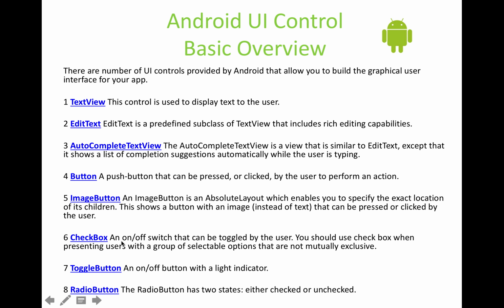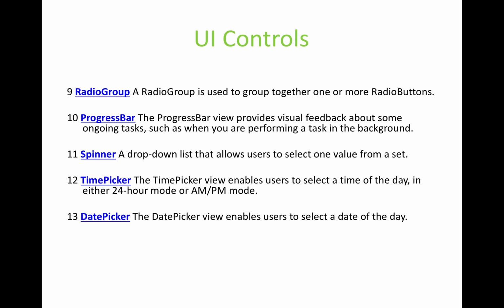Checkbox, an on and off switch that can be toggled by the user. You should use a checkbox when presenting the user with a group of selectable options that are not mutually exclusive. ToggleButton, an on/off button with a light indicator. RadioButton has two states, either checked or unchecked. RadioGroup is used to group together one or more radio buttons.